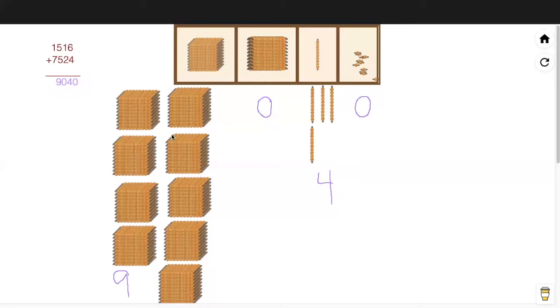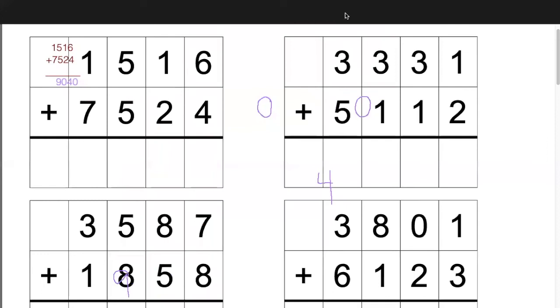So when we go back to our math problem worksheet, I'm going to write it like this. When you finish writing down your answers, give me a thumbs up so I know you're ready to move on.